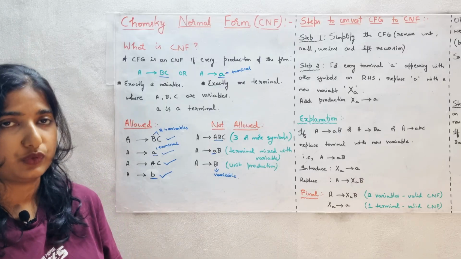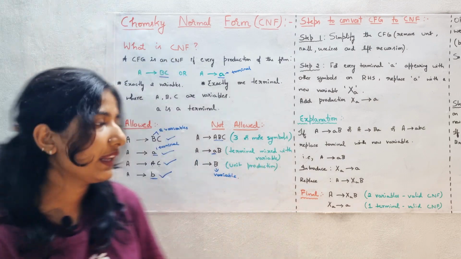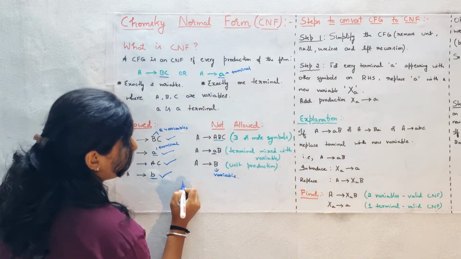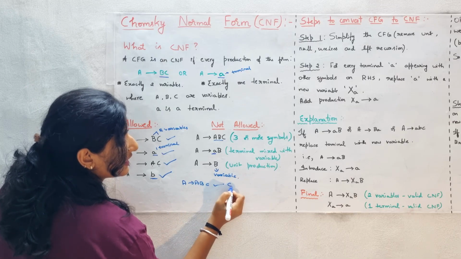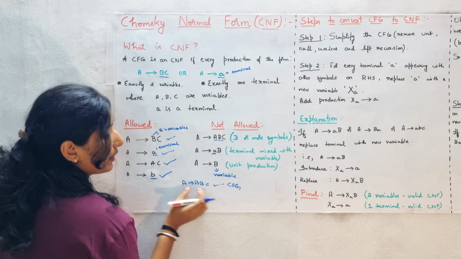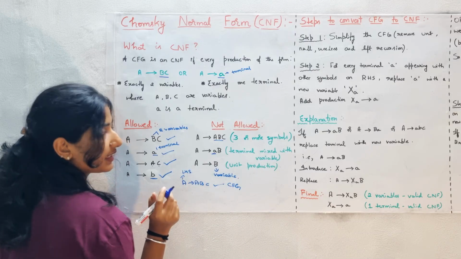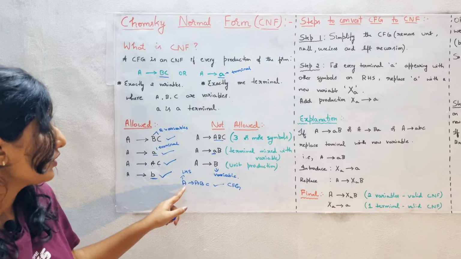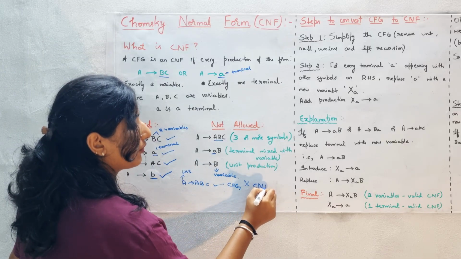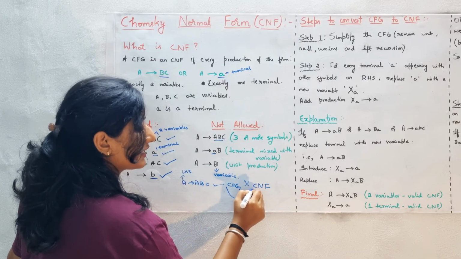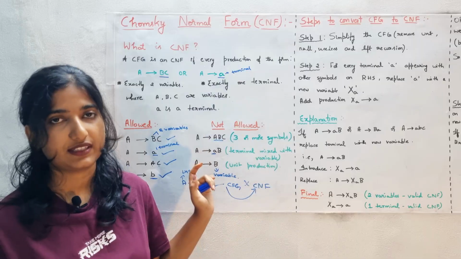Now what we have to do? We have to convert a CFG to CNF. Why? Because A derives ABC, this is CFG. Why? Because the restriction is on LHS, but there is no restriction on RHS, right? So this is CFG, but this is not CNF. So now we have to convert this CFG to CNF, right? So let's see the steps.